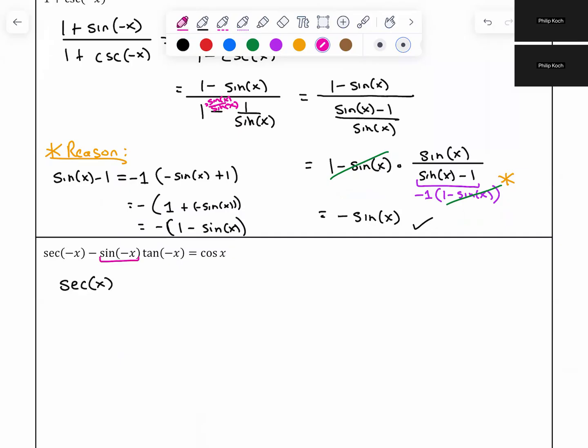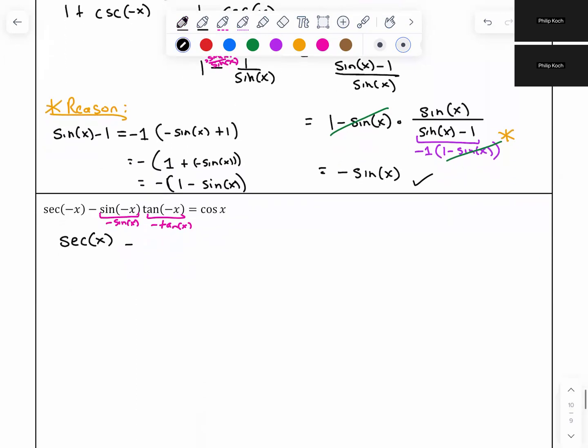This is negative sine of x, and this is negative tangent of x. So the double negatives cancel out. And so it's still just minus. There's 3 negatives total. So it becomes secant x minus sine x cosine x, or sine x tangent x. And we're hoping that's going to equal cosine of x. Oh, no. I'm getting ahead of myself. Just working with the left-hand side.